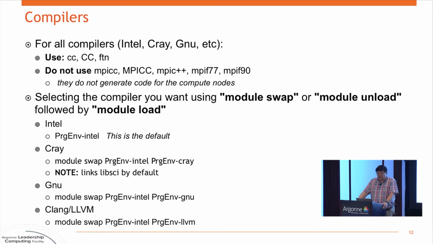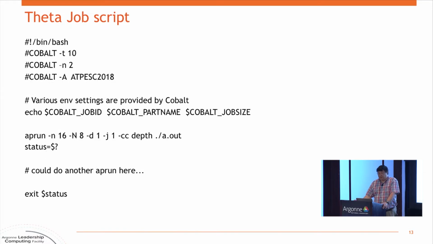It will be confusing. By default, you'll get the Intel software stack. You can confirm that by doing a module list. If you want to switch to Cray, GNU, or Clang, you can do that, and the names of the modules are here.